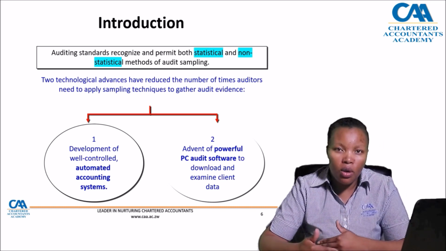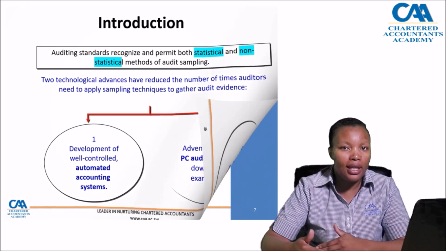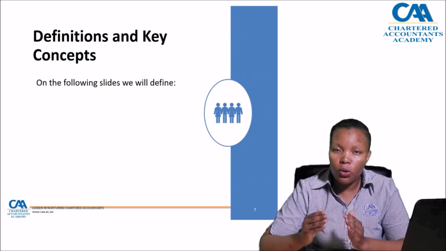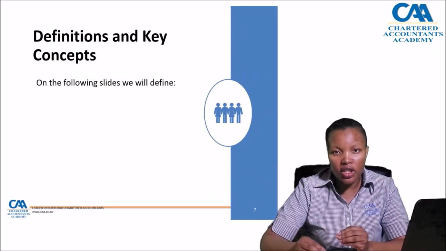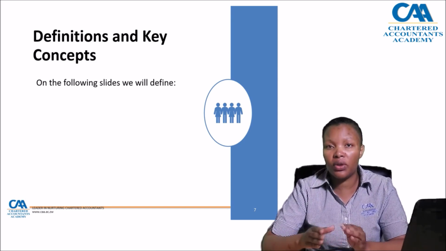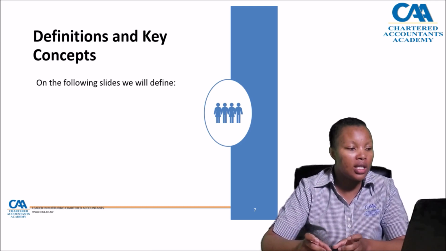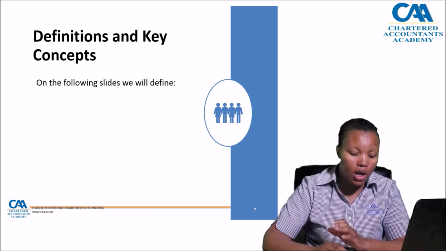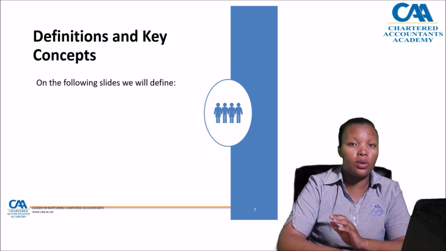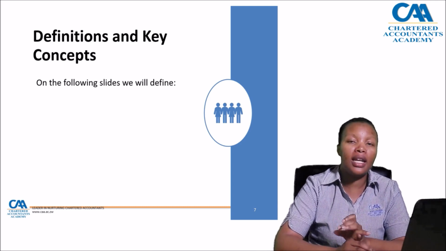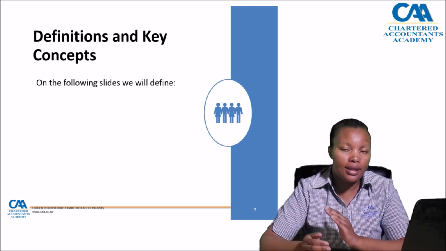So as I said, one of our objectives is to define key terms. And if you miss these definitions, you find that sampling will then be a bit difficult for you. So as we go through these definitions, please make sure that you understand. What are the terms that we're going to be defining? We'll be defining what is audit sampling.